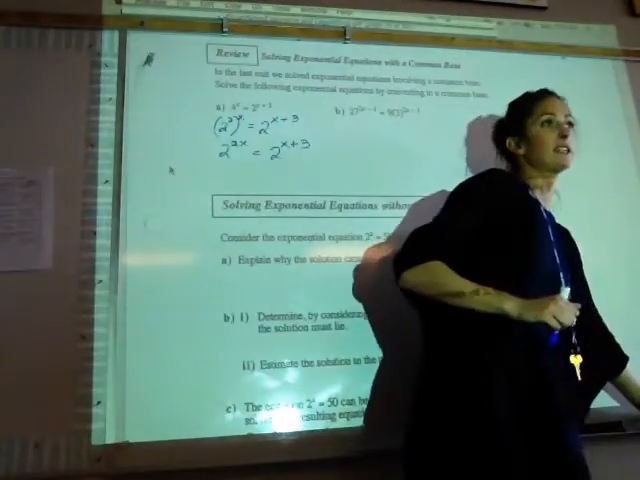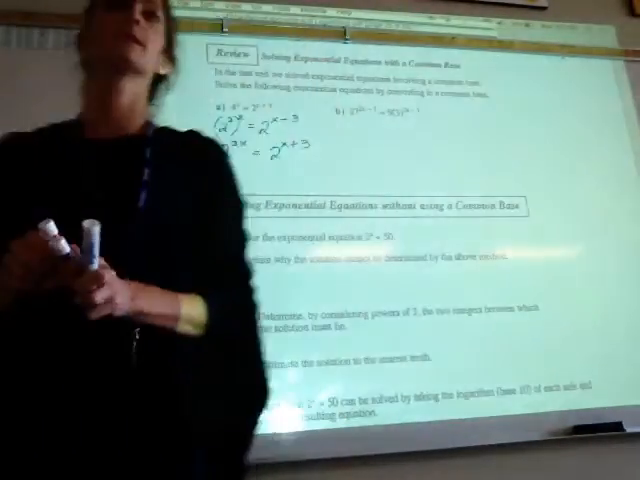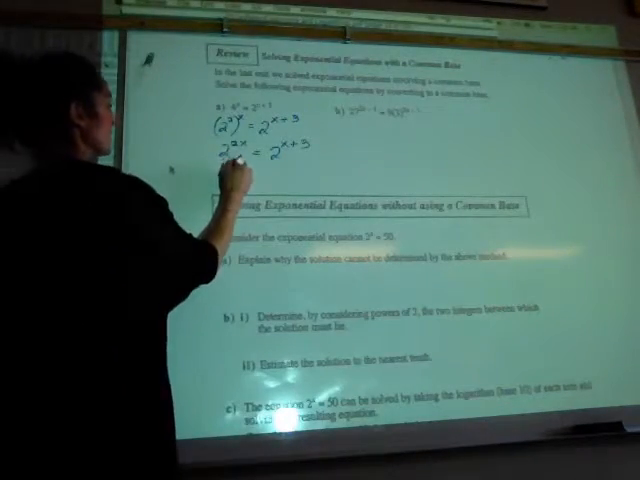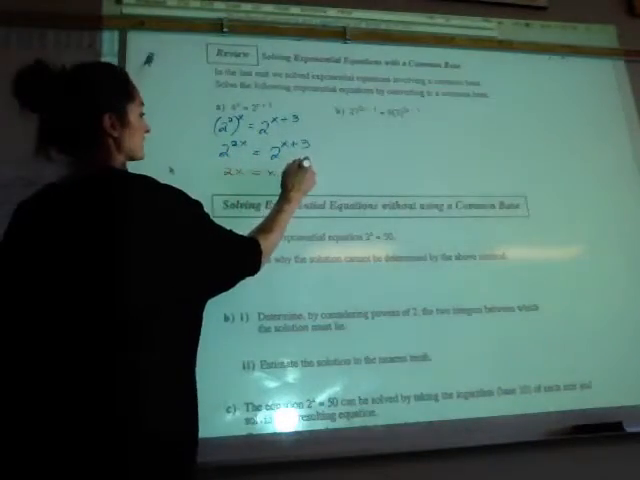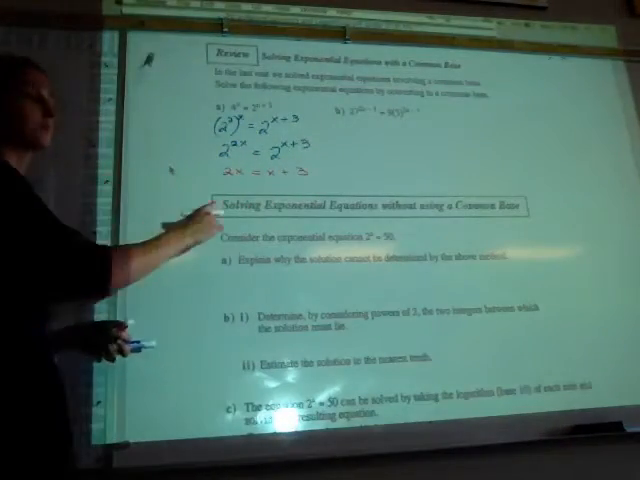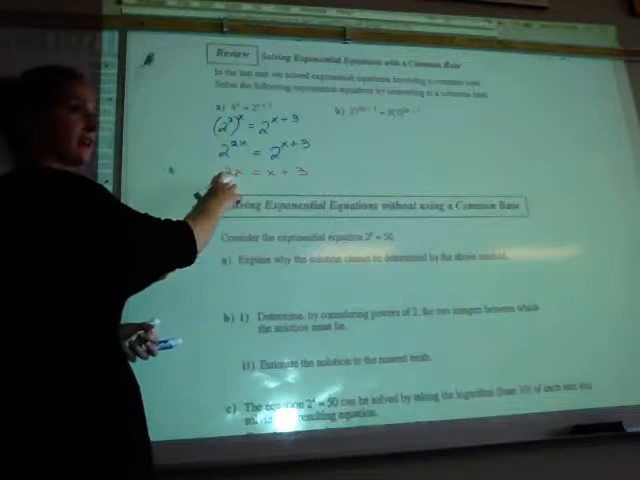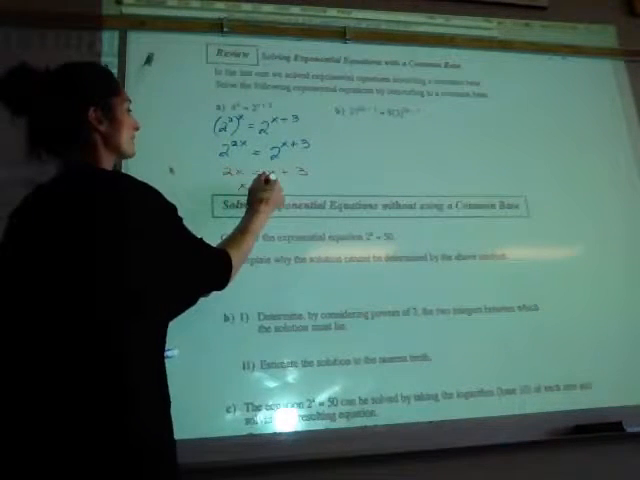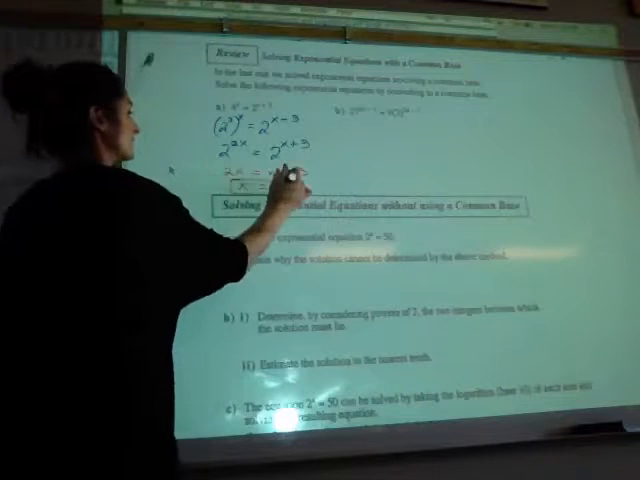Once we have the same base, what do we do with the exponents? Set them equal. Good. We have 2x equals x plus 3. Subtract the x to the left-hand side. 2x minus x is 1x. And we get x equals 3.